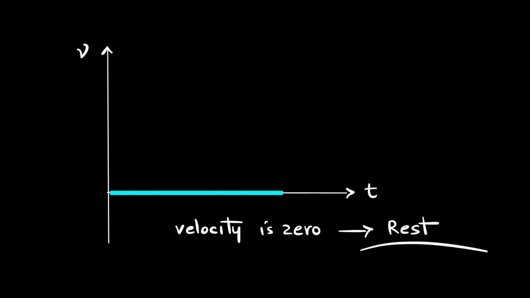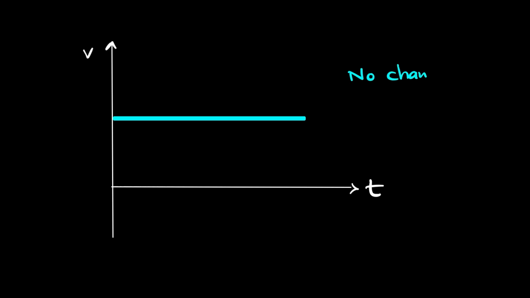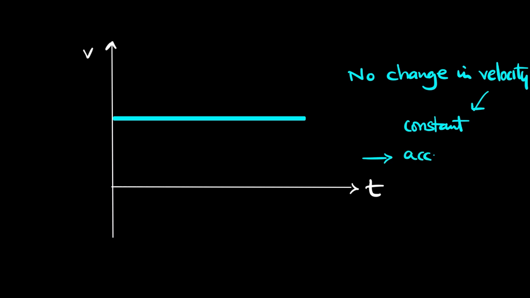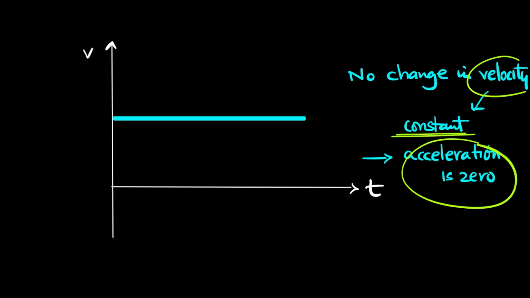Similarly, if I draw another line on the velocity time graph, and this time the line is parallel to the x-axis, something like this, what does it represent? It represents no change in velocity. The velocity is constant. When there is no change in velocity, that means the acceleration is 0. So always remember that constant velocity means 0 acceleration.